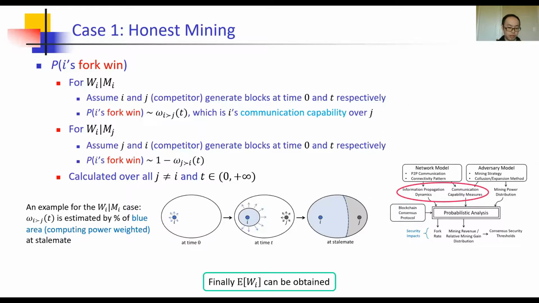With all these calculations, we can finally obtain the expected value of W_i and use it to estimate the mining revenue distribution of all nodes.